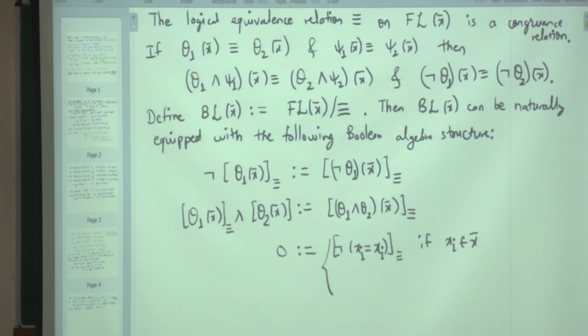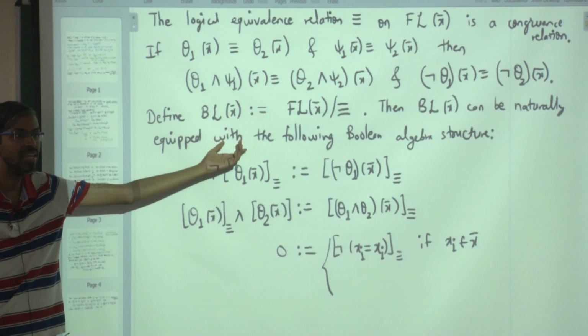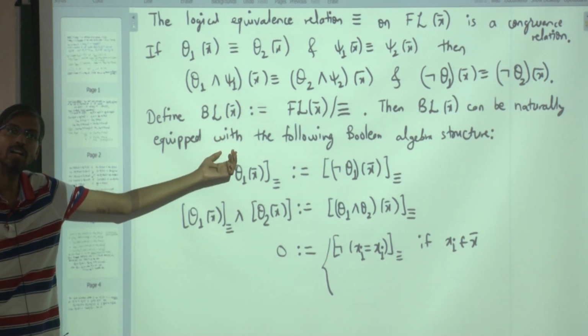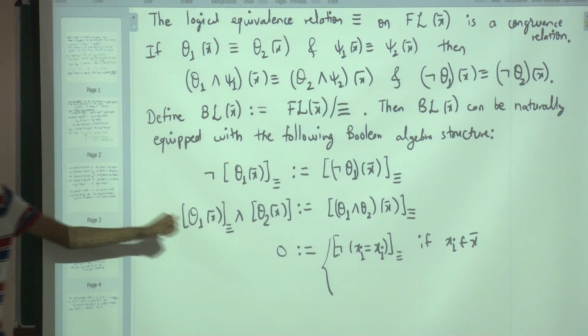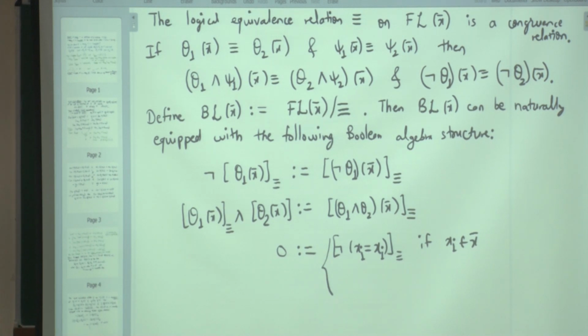And what if there is no xi? What if we are talking about BL without any x bars, empty x bar, free variables are empty, which means we are talking about sentences. Then what will be the 0 in that case? There exists W such that negation of W equal to W. Very good. So this particular class can work if x bar is empty.